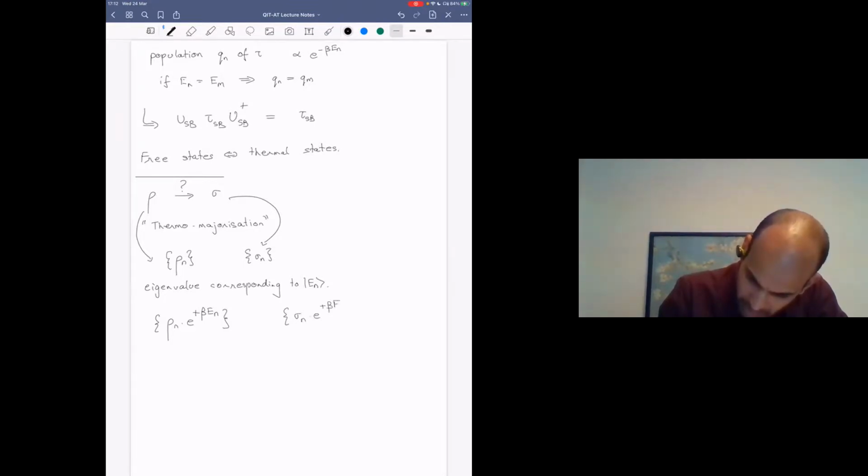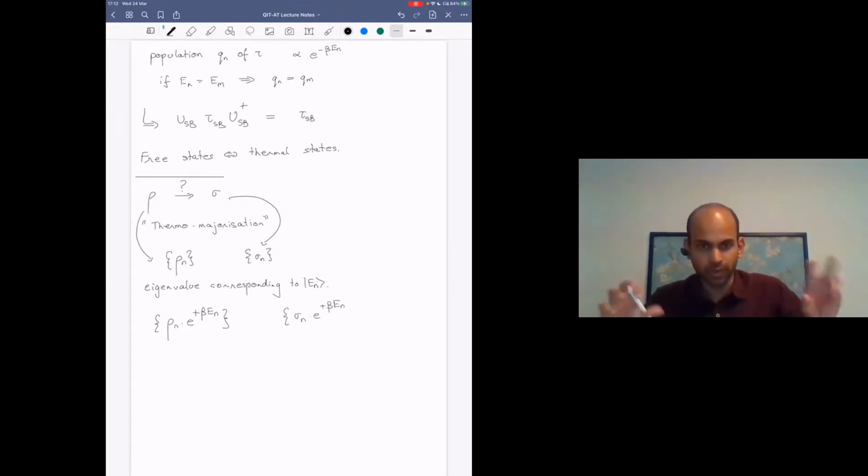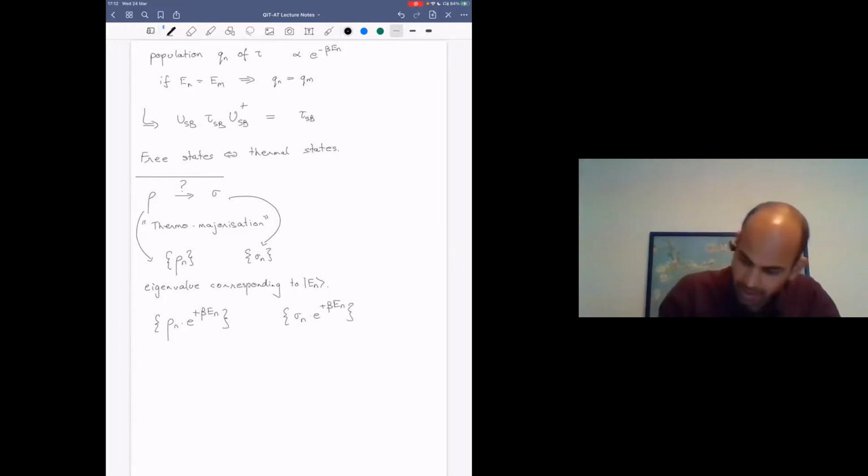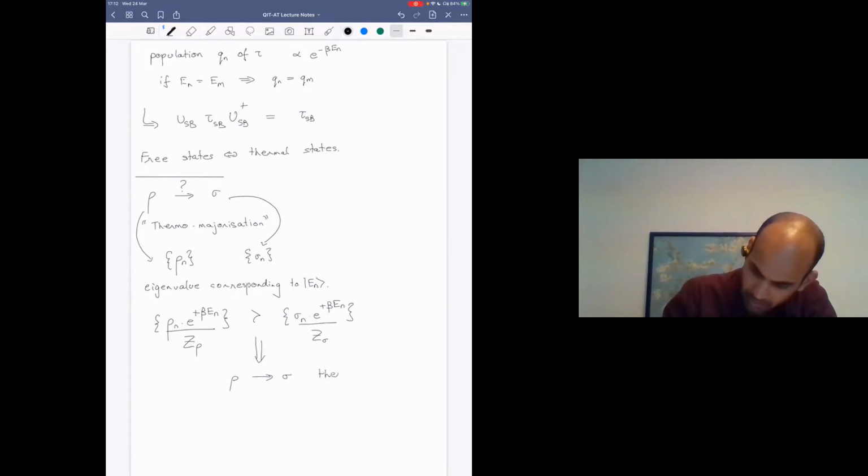Now this, of course, is going to rescale all of the populations, so you're not going to get vectors that are normalized anymore. So you divide these by an appropriate Z, which depends on rho, and you divide this by an appropriate Z, which depends on sigma. And then you check whether these states satisfy the majorization condition. If this is the case, then rho can go to sigma via thermal operation.